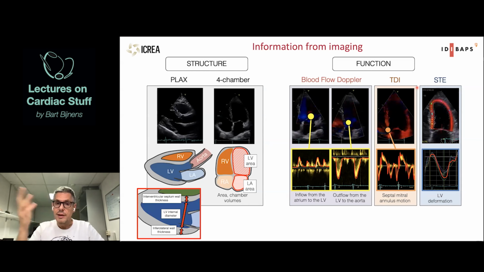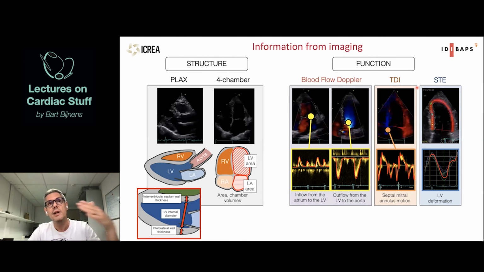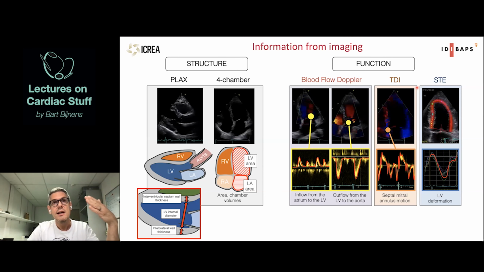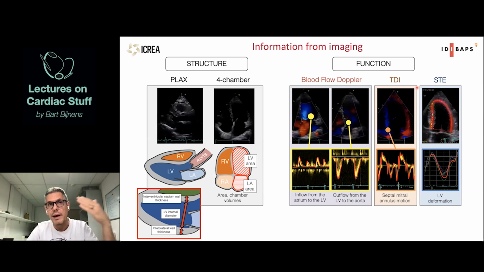So what do we have available if we would try to do this based on ultrasound? As I said, you can do an MRI. With MRI, you will see the geometry, and you can look at late enhancement. We'll come back to that later on.